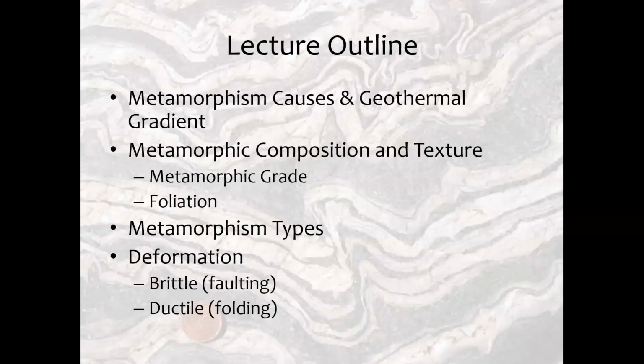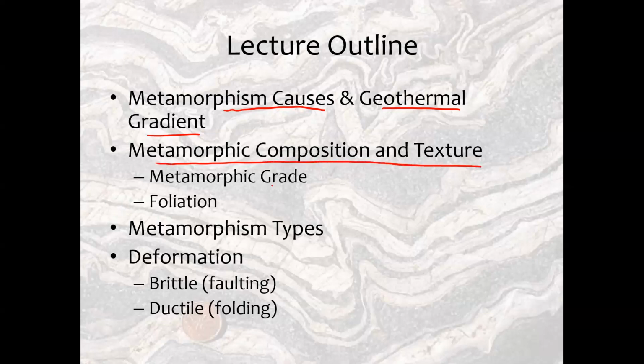Okay, that's our lecture. We've learned about the causes of metamorphism. We talked about the geothermal gradient, did a little bit of math with it to figure out how deep rocks are metamorphosing. We learned about different metamorphic rocks and their composition and texture and how it relates to metamorphic grade and foliated or non-foliated texture. We talked about metamorphic types and how different kinds of metamorphism exist in different plate tectonic settings. And then we learned about deformation with 2 types, brittle and ductile, and the senses of motion and the types of conditions that generate different types of deformation.